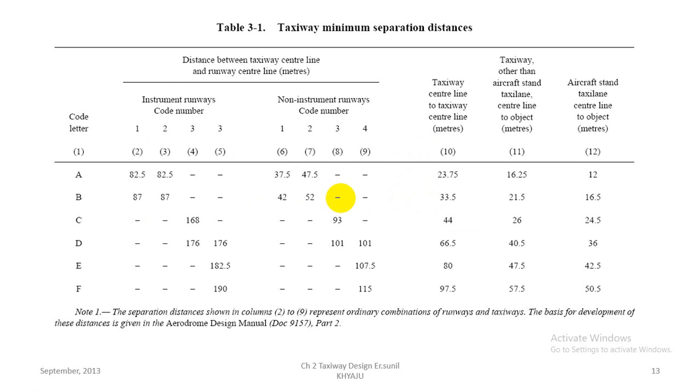And this table gives the minimum separation distance for code letters and code numbers given by ICAO Annex 14.